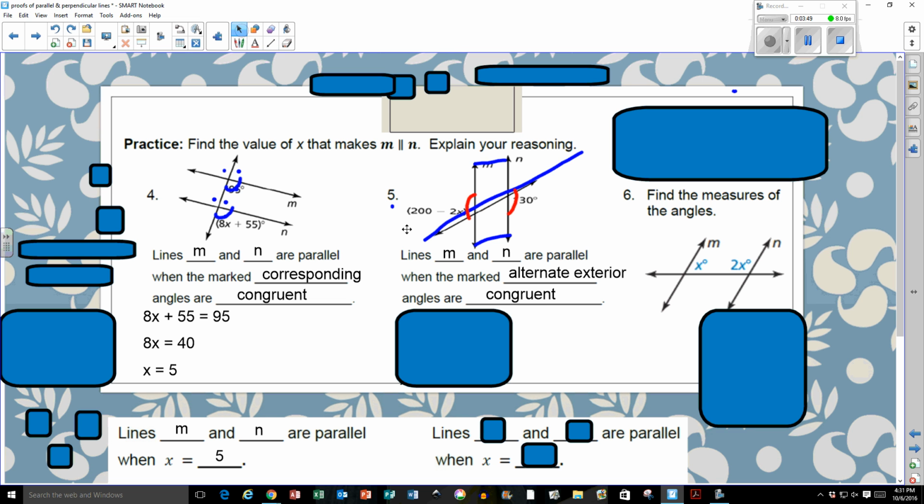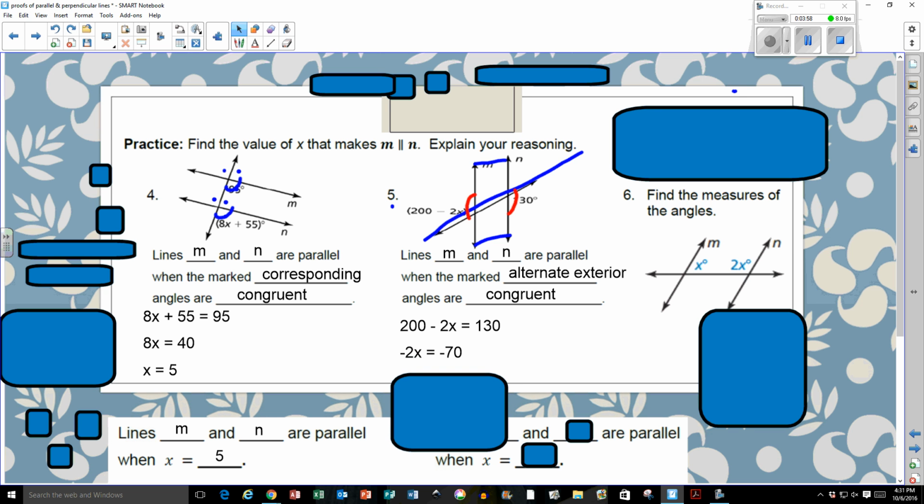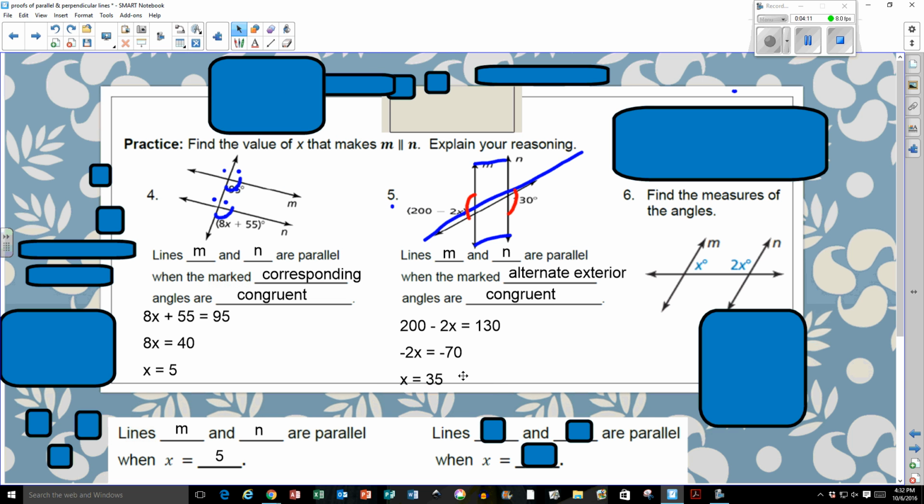So then I would set it up. 200 minus 2x equals 130. If I subtract 200 from both sides, I get negative 2x equals negative 70. And if I divide both sides by negative 2, I get that x is 35. So therefore, M and N are parallel when x is 35.